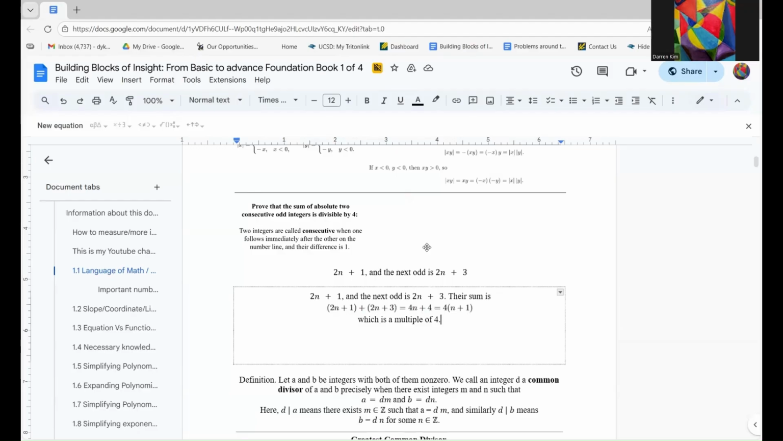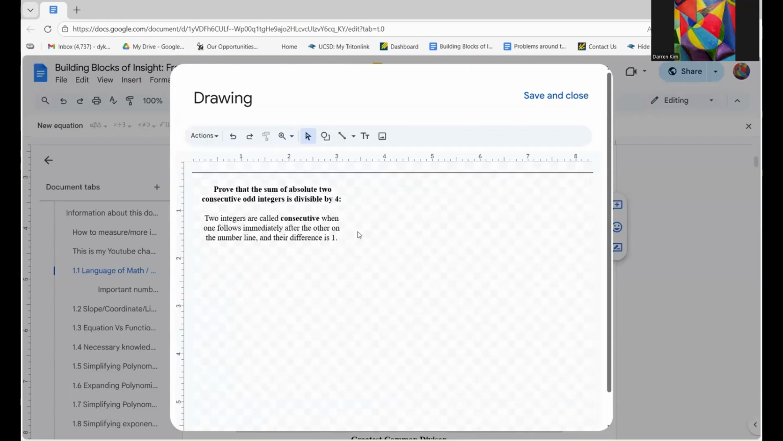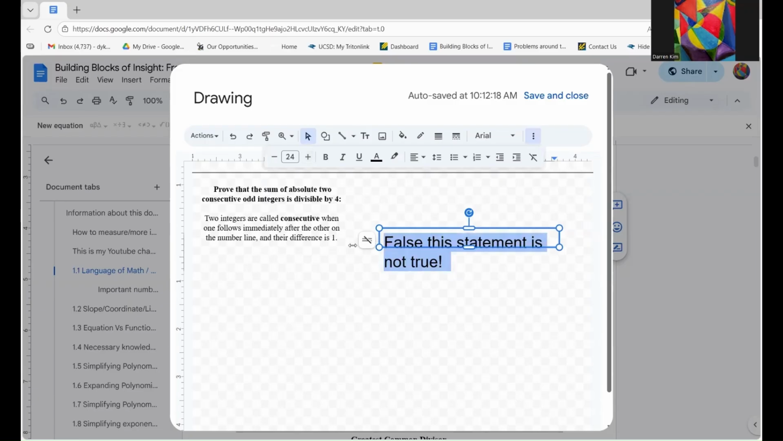So, okay, false. This statement is not true. And then we will... yeah, well, this is the first one that's not true. So we're making it bold. The statement is not true. False. This proof is not true.